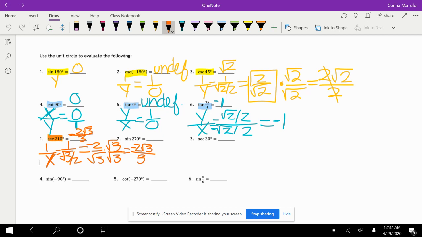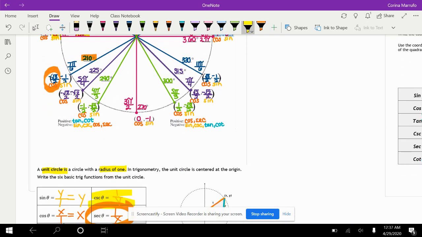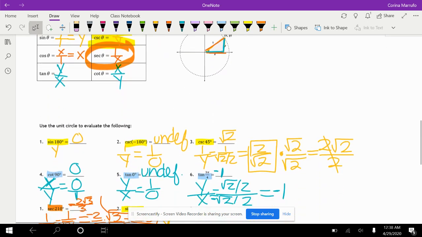All right, the next one. They want us to find the sine of 270. I know I kind of did my work up on this side, but I think we should be okay. So sine of 270, we're going to go ahead and check it out. Sine is our y value, so we're going to look at 270 degrees. Here's 270 degrees. Our sine is equal to negative 1. And that's it for that one.